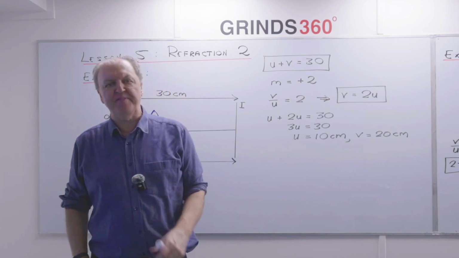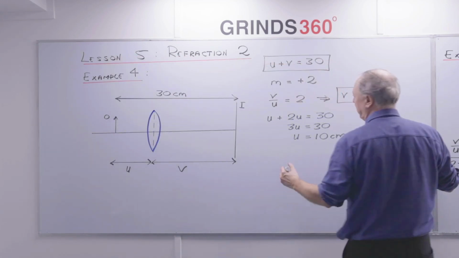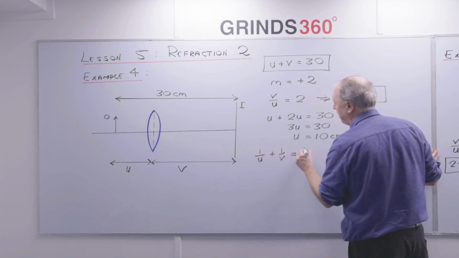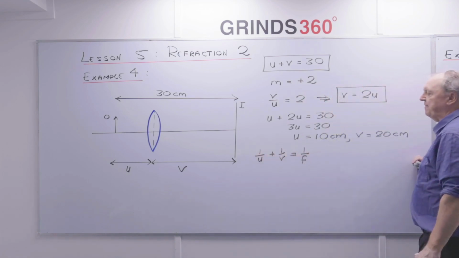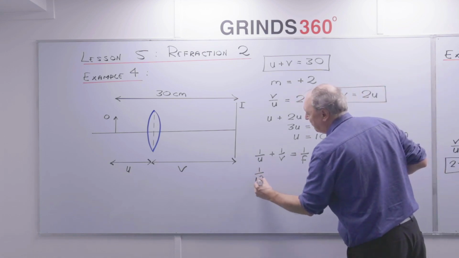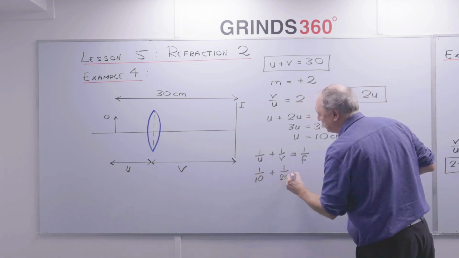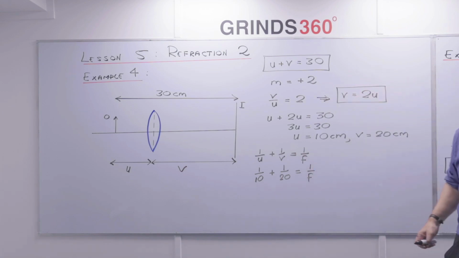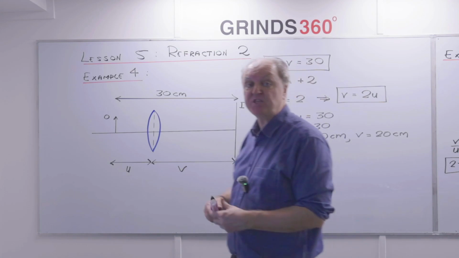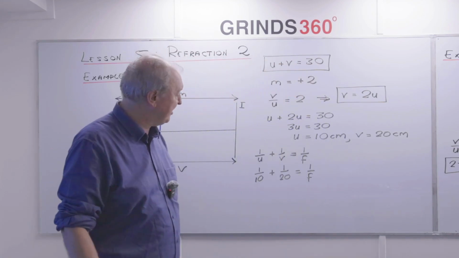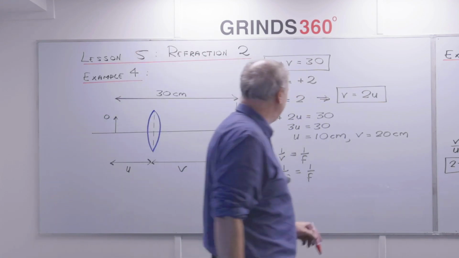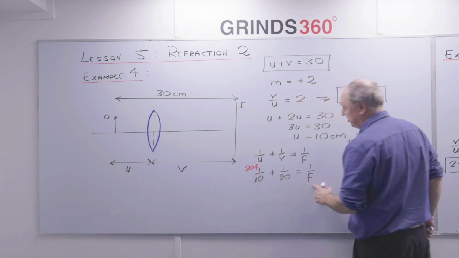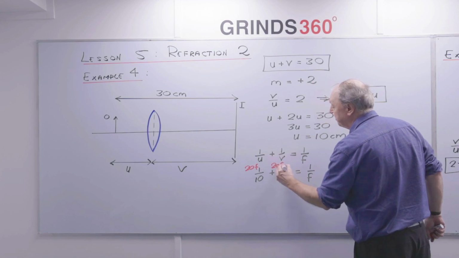Finally, I want you to work out the value of F. So now I'm going to write down my lens formula as usual. Fill in the numbers. 1 over U is 1 over 10, plus 1 over V is 1 over 20, and that's equal to 1 over F. So again, we use our trick to get rid of all those fractions. What do you multiply right across to get rid of them? Well, I'm going to multiply right across by 20F. So they all divide into 20F.